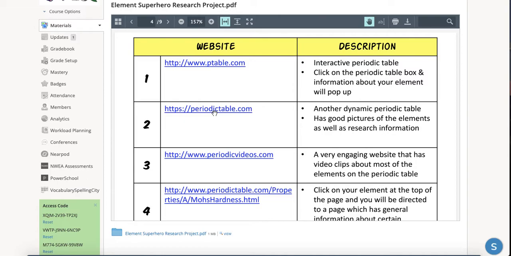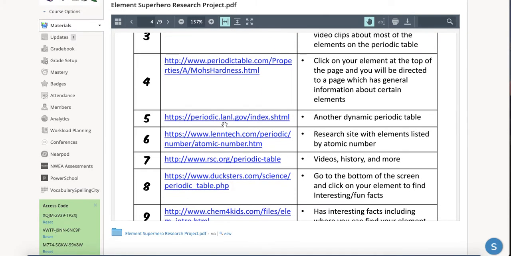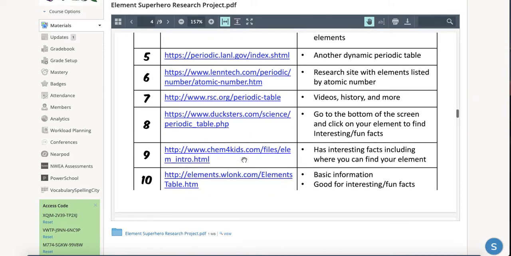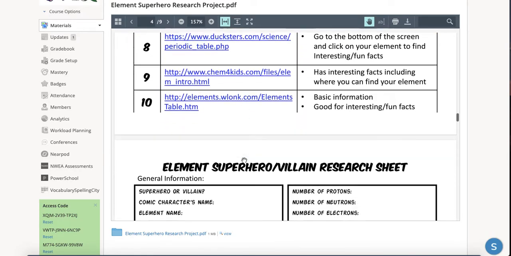periodictable.com. Has some neat, really good information, good pictures on the elements, lots of research information. There's some dynamic periodic tables, so you guys click on things and you move them around. This one's got some videos and stuff too. So all 10 of these websites I've looked at, and they're wonderful.